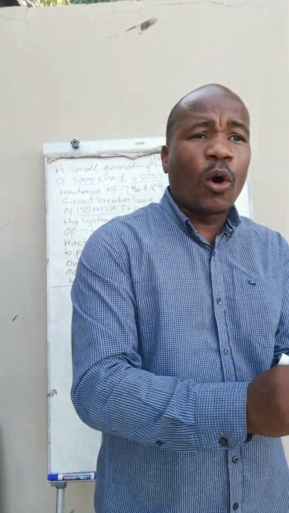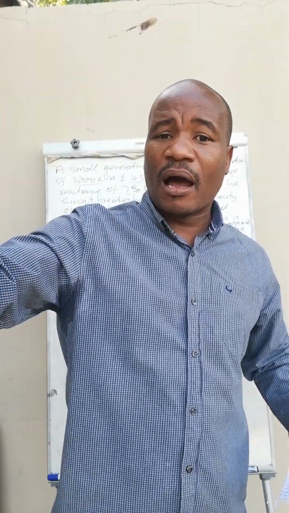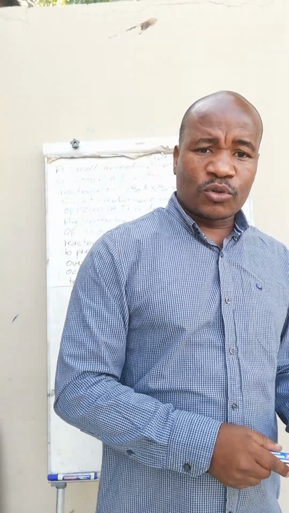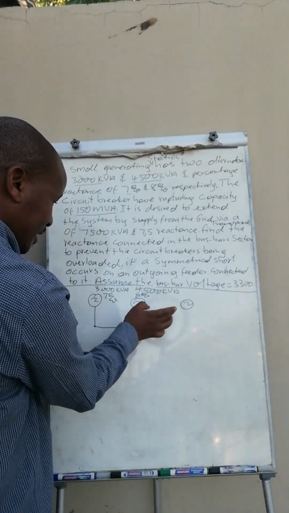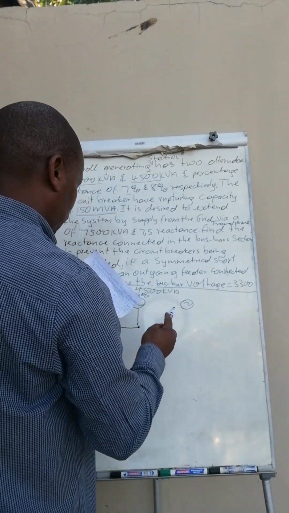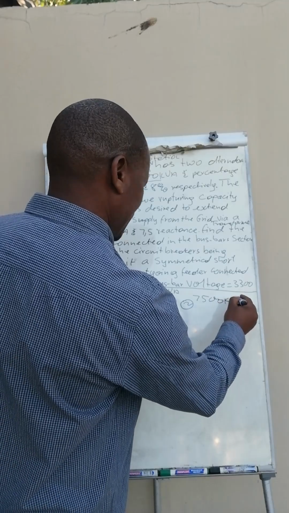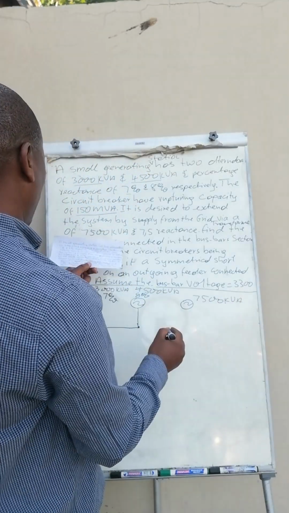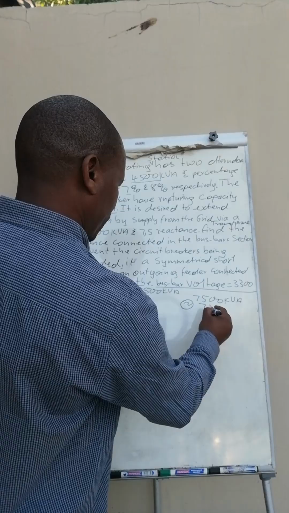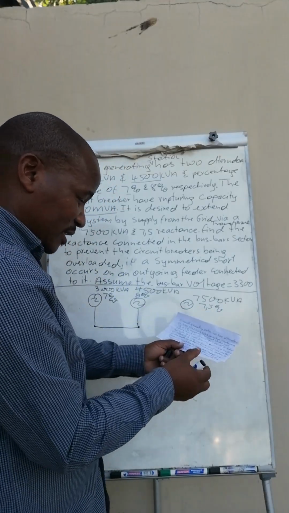A grid is a connection of components connected together to supply power to a power system. That's the grid. It should be connected to this transformer of 7,500 kVA, and it has a percentage of 7.5%. But how is it connected to this?